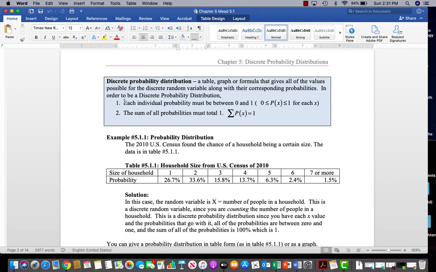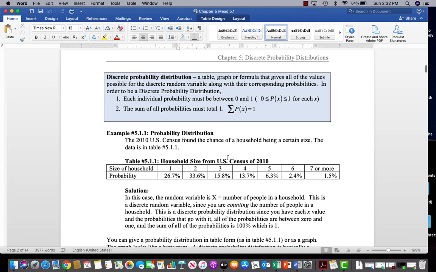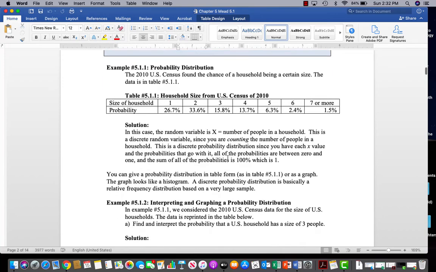So there's two things we have to check. Some of the homework problems you will see will ask you, hey, is this a probability distribution? And you got to check two things. First of all, that everything that they claim as a probability has to be between 0 and 1. If it's not between 0 and 1, then it can't be a probability, so it couldn't be a probability distribution. The other thing that we sometimes will forget is that the sum of all the probabilities have to add up to 1, or 100% if they're written in decimal form. Okay, so those are the two things you got to check.